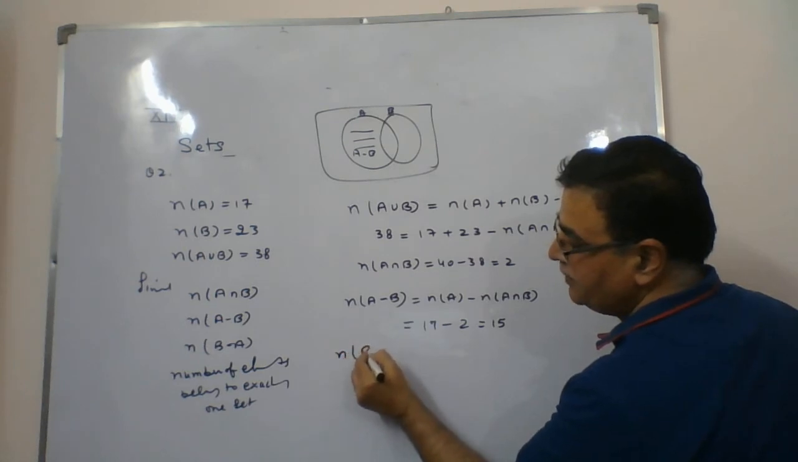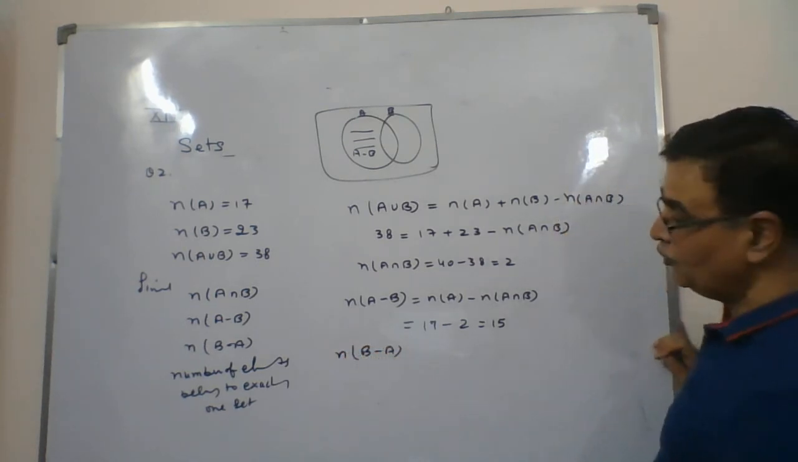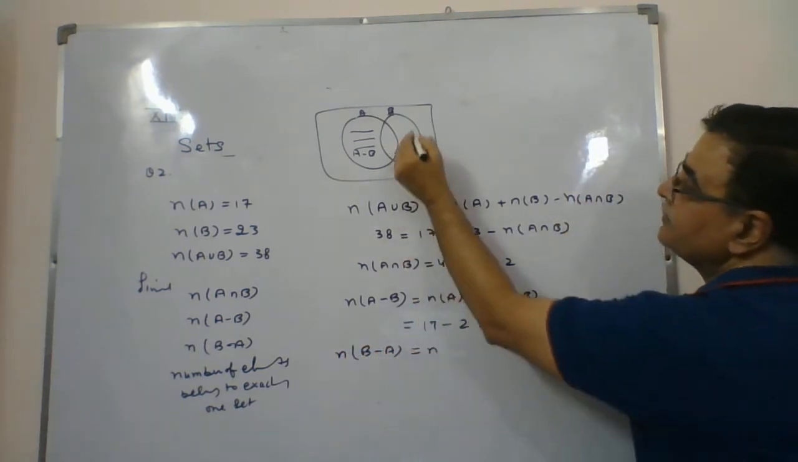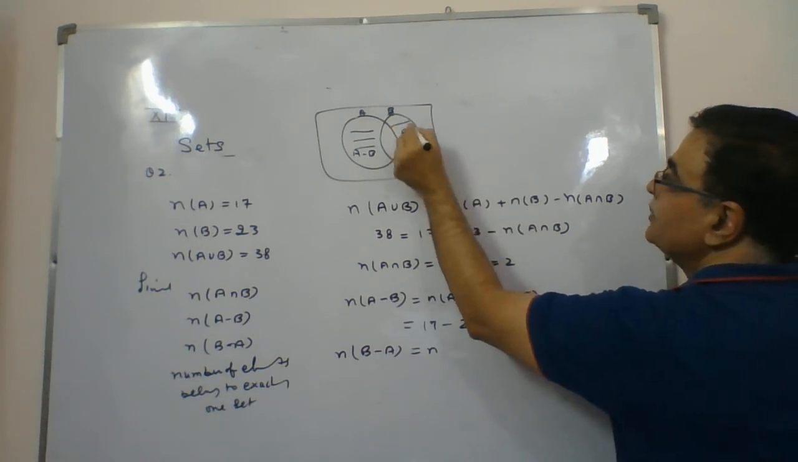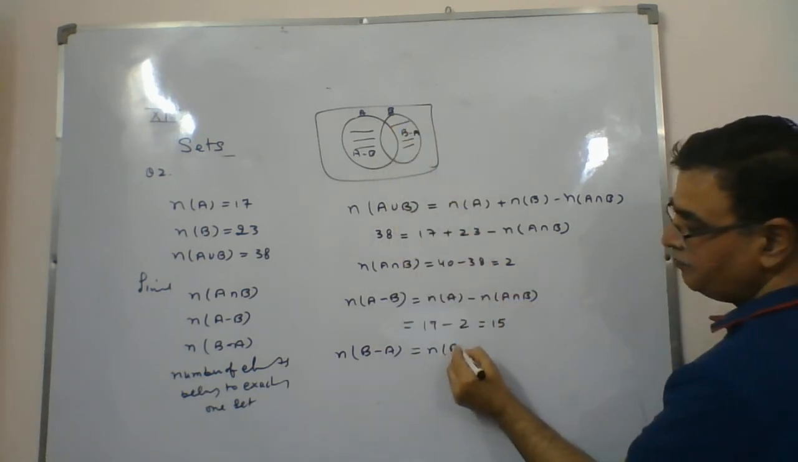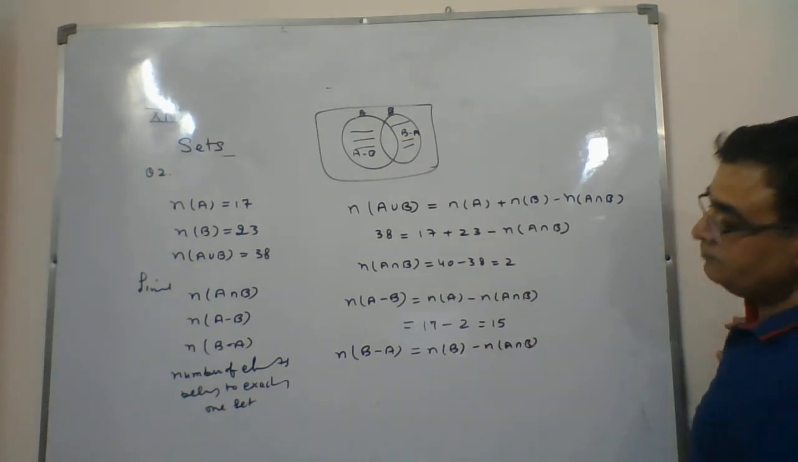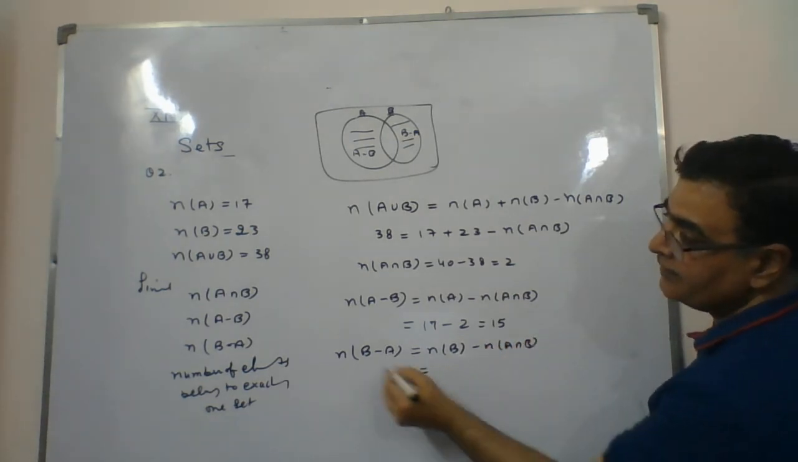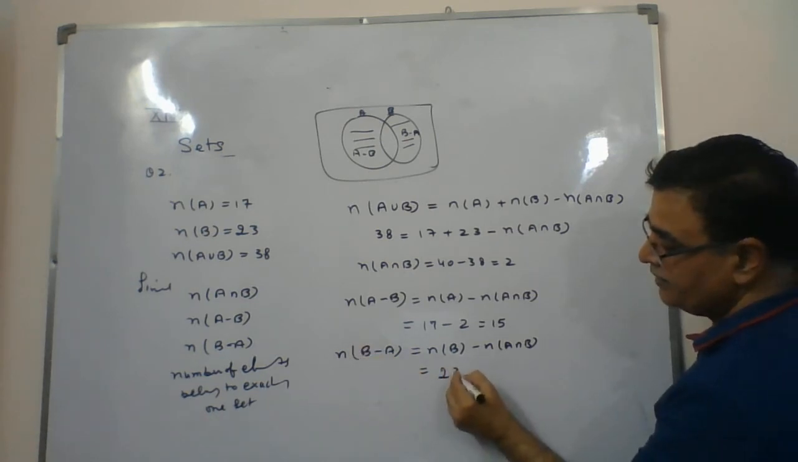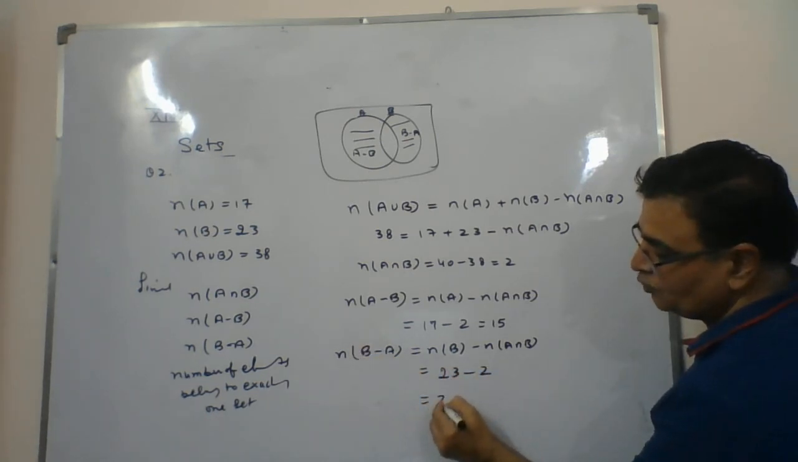Same way, B minus A, if you want, it will be this time B minus A portion here. That will come n(B) minus n(A intersection B). n(B) will be what in this case? n(B) is 23 and this is 2, so it comes out to be 21.